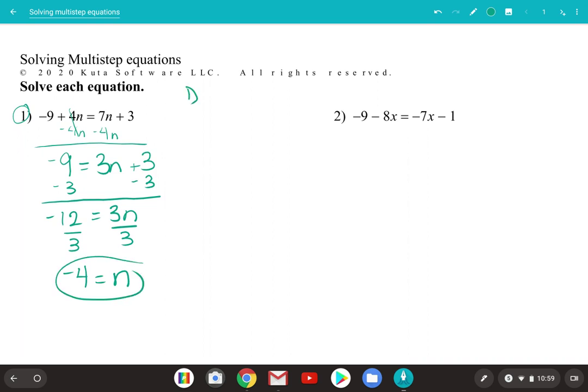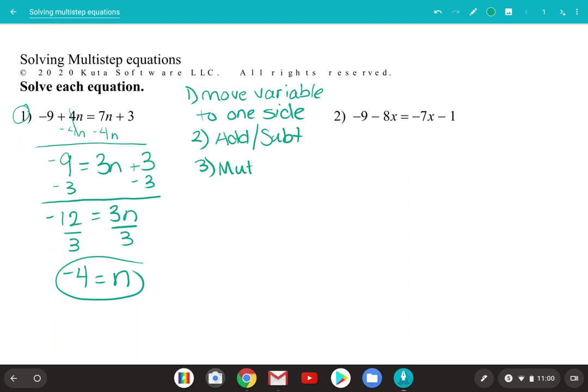So, move the variable. Remember, the variable is the letter, to one side. Then we're going to do the add, subtract. And then we're going to do the multiplication division.